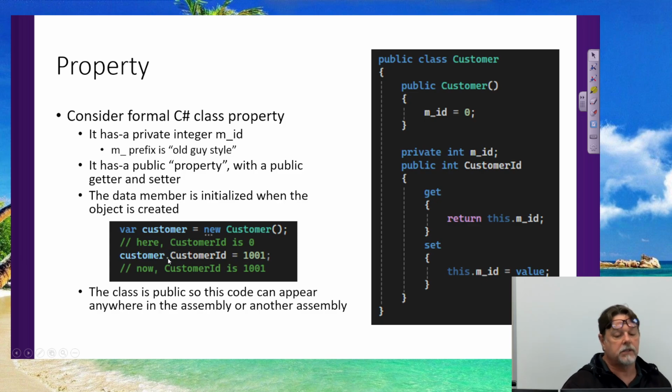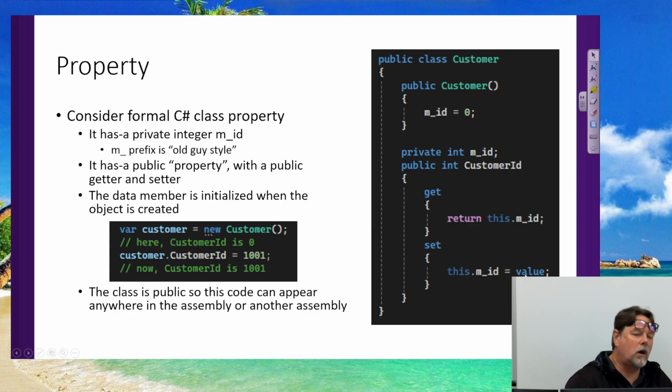So then I said customer dot, the name of the property, which here is customer ID, equals, and I give it a value. In C#, when you use this syntax, it's pretty slick. I don't have to say customer dot set ID, right? I just say customer ID equals. It's much more slick. Looks much more natural. And this value gets passed in as value.